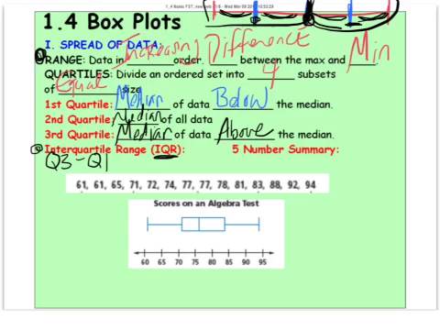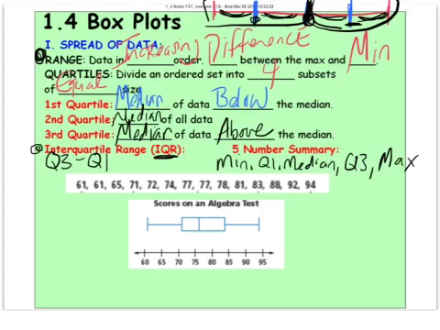Okay, the 5-number summary. The 5-number summary is basically just giving you the spread of what we talked about. So the 5-number summary includes this. It is the minimum of your data. It's quartile 1. It's the median, or quartile 2. It's quartile 3. And we want a 5-number summary, so we're missing the 5th piece, which is the maximum.